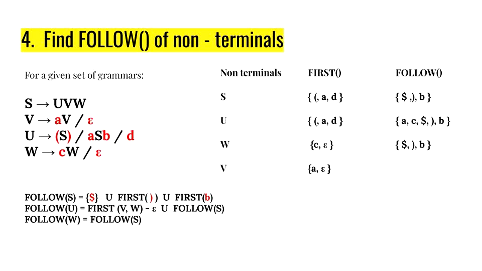To find follow of V, we find a production that contains V on the right hand side of it. Again, S derives UVW has V followed by W. Therefore, follow of V will be first of W. First of W is C and epsilon. Because there is the presence of epsilon, we will unite the answer with follow of S and remove that epsilon. So, follow of V will be C dollar closing bracket B.